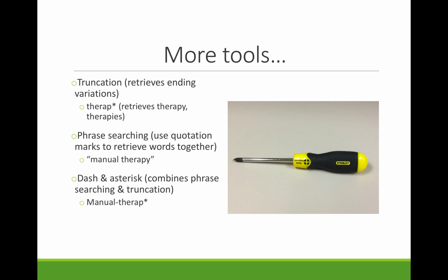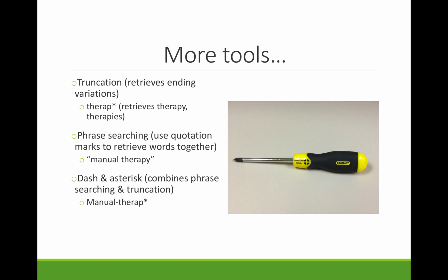Phrase searching means you're telling the database it has to search for those words together. So if I put manual therapy in a database without putting quotations around it, then it's going to look for the word manual anywhere in the title and abstract and therapy anywhere in the title and abstract, but they may not necessarily be together. So if I want it to look for those words together, then I'm going to put it in quotation marks.